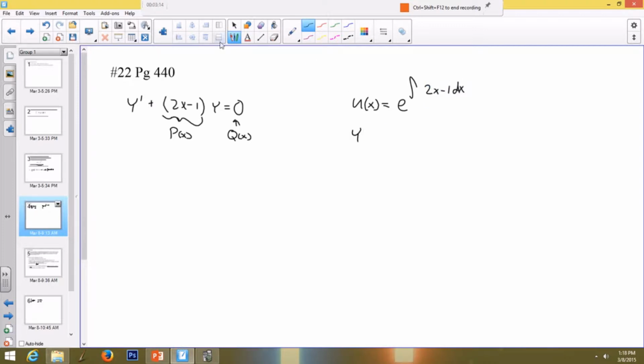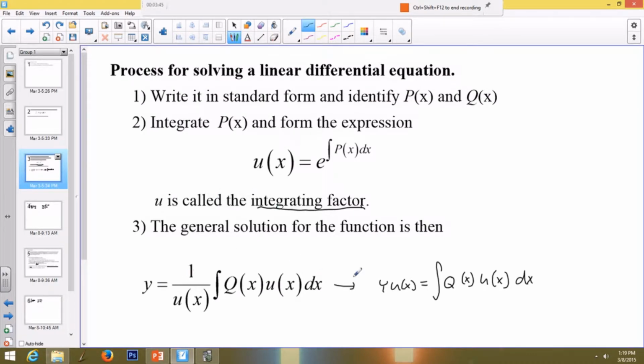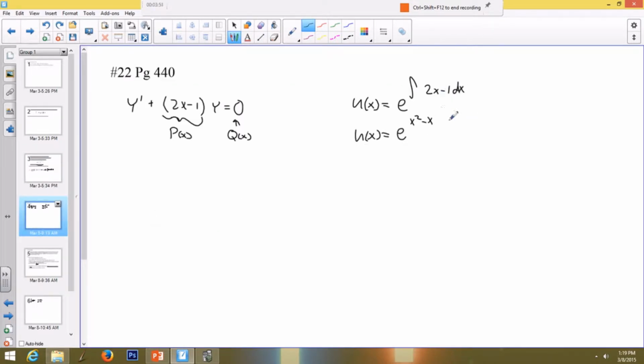It's just u of x is equal to e to the... well, the integral of 2x to the first is 2x to the 1 plus 1 over 1 plus 1, so it's going to be x squared, and then the integral of negative 1 is just x. Normally we put a constant in there, but remember, over here we have another integral that we're going to eventually have to do anyway. So I'm going to leave this constant off, and we'll just say that there's an additional constant later on.